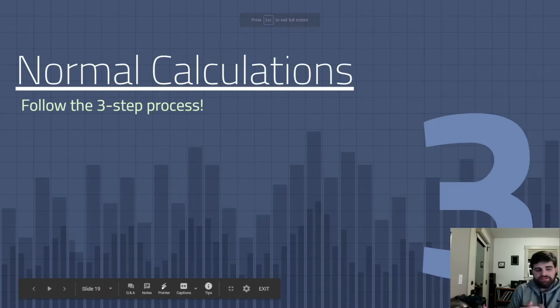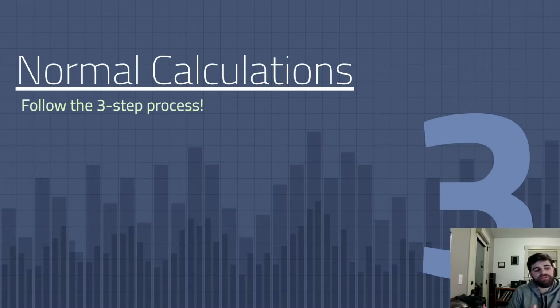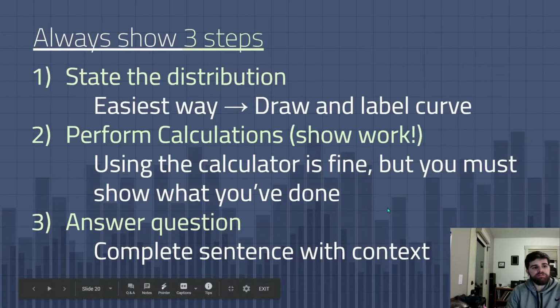So what I want to do now is look at a big example problem with some real world context, the type of problem that you might see on an AP exam.